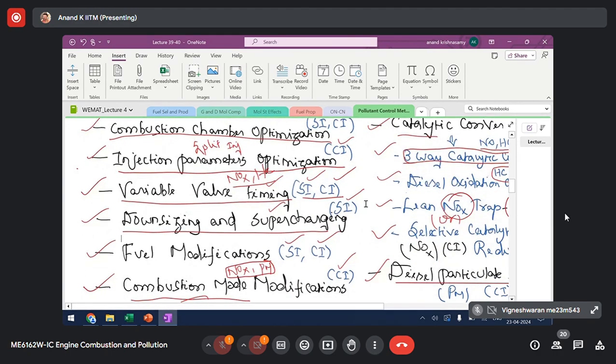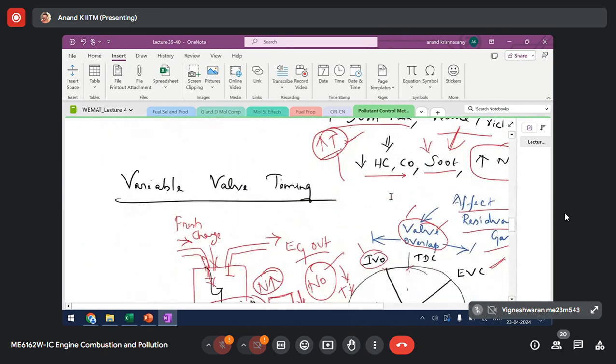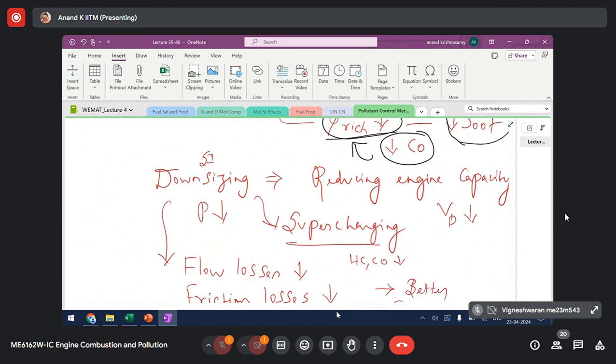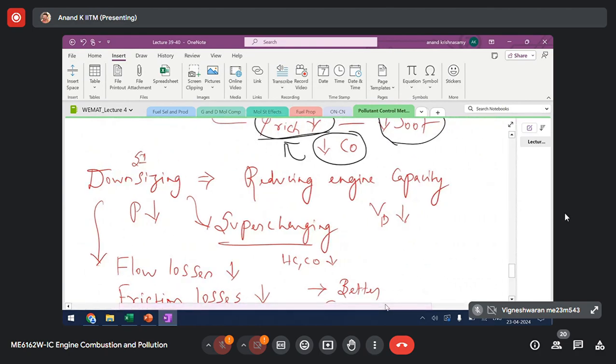Downsizing and supercharging. Basically, in downsizing, you are reducing the displacement volume (VD). That is what downsizing is. When you reduce capacity, you know the power output will come down. So basically, in downsizing, we are reducing VD. But to bring back the power, you do supercharging. By doing supercharging, you are retaining the same power, so the power output is retained.